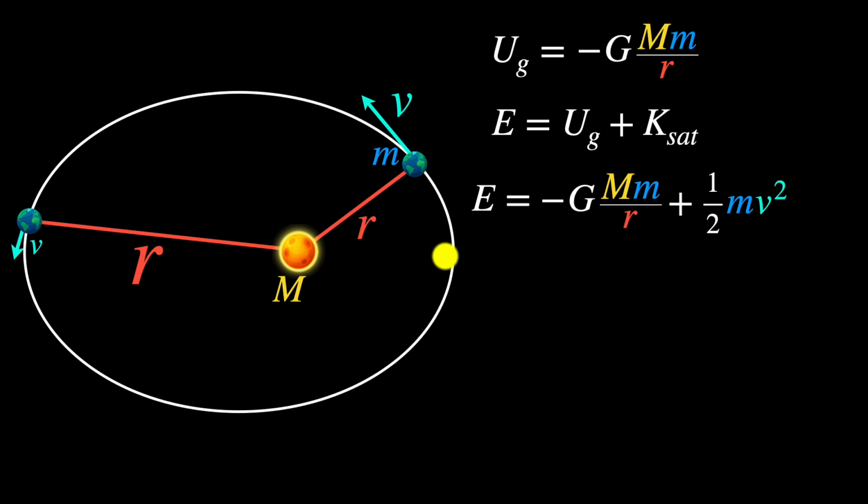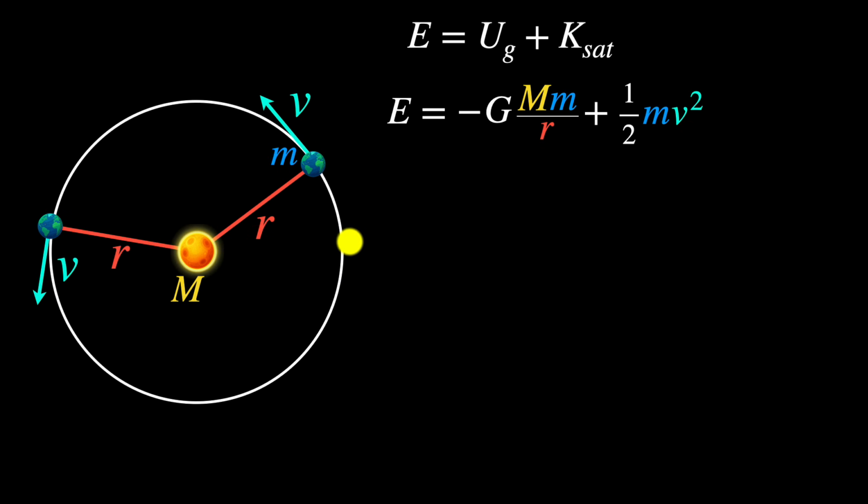But remember, Earth's orbit around the sun is pretty circular, so let's consider circular orbits now. Then the distance of the planet from the star stays exactly the same everywhere, right? Which means the potential energy is now a constant.